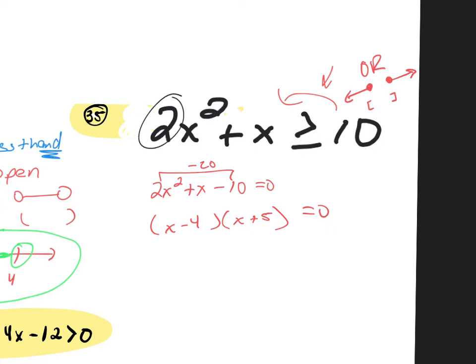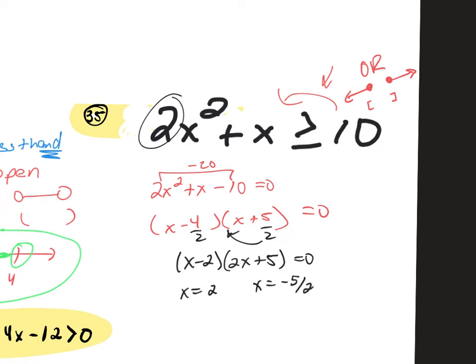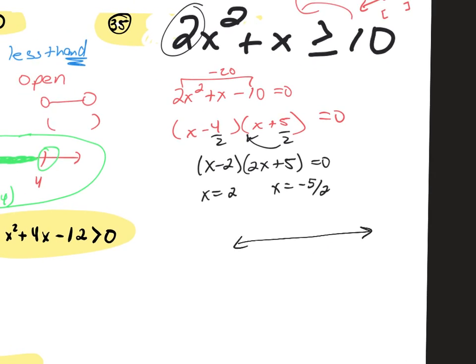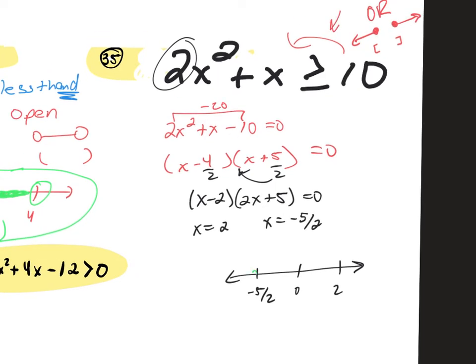Now, since my a term is not 1, I have to divide both by 2. So I'm left with x minus 2. And that doesn't divide pretty, so 2x plus 5 equals 0. So I have a critical point at 2 and a critical point at negative 5 over 2. Move the 5 over, it becomes negative. So now we're going to graph negative 5 over 2, 0 and 2. We said at the beginning we're going to have closed dots at both of those points. We're going to shade in opposite directions.